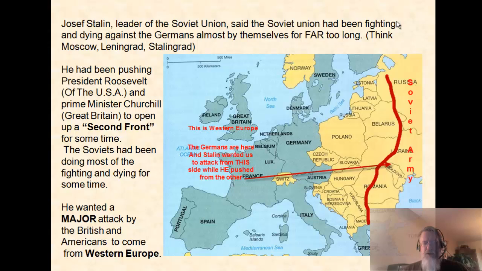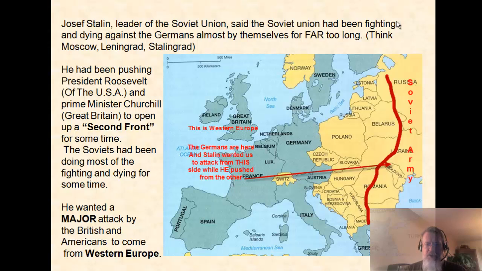It is true that Joseph Stalin had been asking for quite some time for us to open up what was known as the Second Front. The first front being where he was fighting the Germans. The Soviet army was fighting the Germans. That was back in the east, where you see the Soviet Union in red on the map.